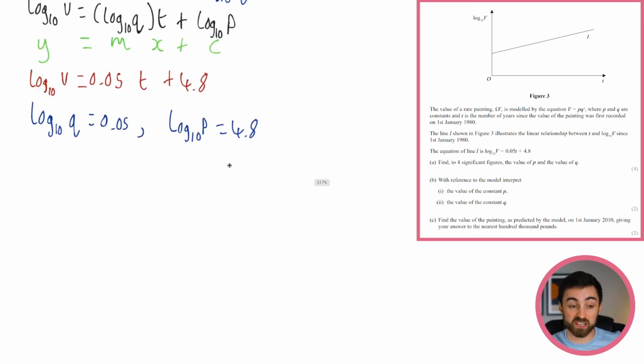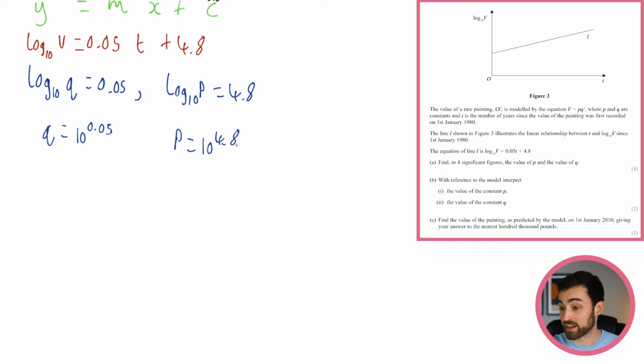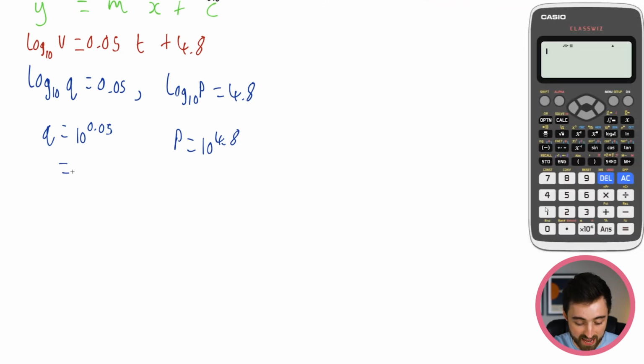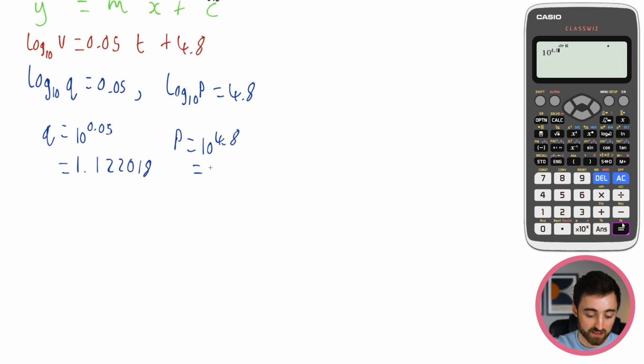I can get p and q from this by just undoing the log. So q is going to equal 10 to the power 0.05. P is going to equal 10 to the power of 4.8. And I want these to four significant figures. So q, stick it in the calculator, 10 to the power of 0.05. Let's write out loads of sig fig and then I'll round it after. So it's going to be 1.122018, that'll do.